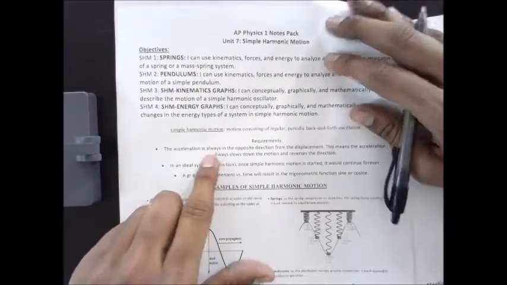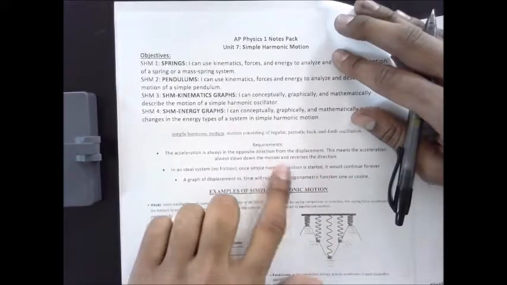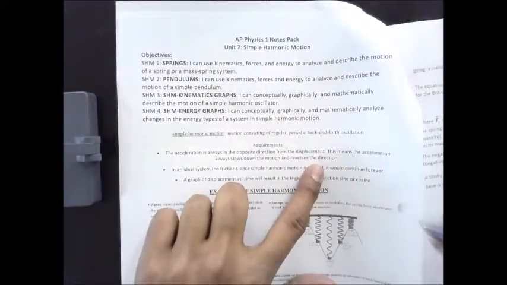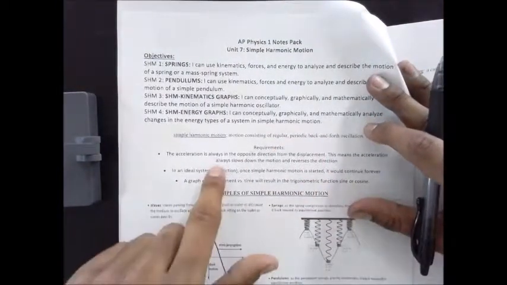Let's see what the criteria are for simple harmonic motion. The acceleration is always in the opposite direction from the displacement. This means the acceleration always slows down the motion and reverses the direction. That is true. It's periodic, back and forth. The acceleration is always in the opposite direction from the displacement. That's also true in this case, right?